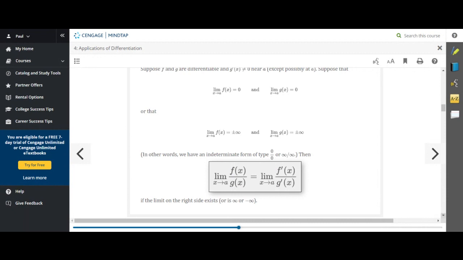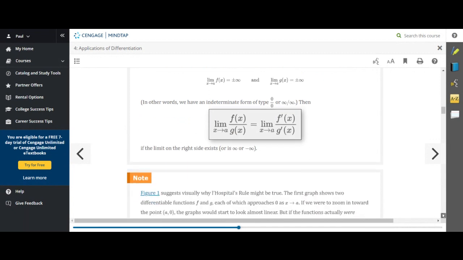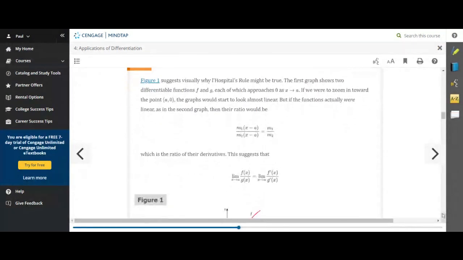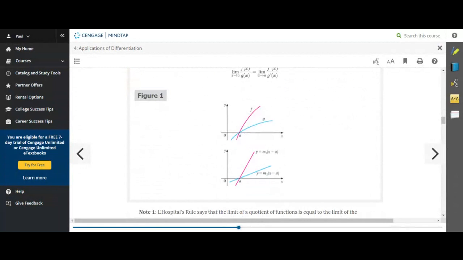But you might wonder, why is this true? How is this true? Well, they have a figure here that suggests why it might be true. Take a look at the figure. You have here in figure 1 a function f and a function g. What do f and g in figure 1, in the top picture, approach as x approaches a?